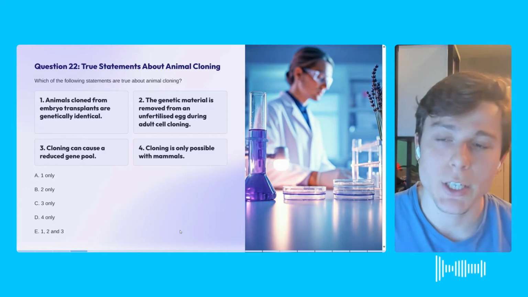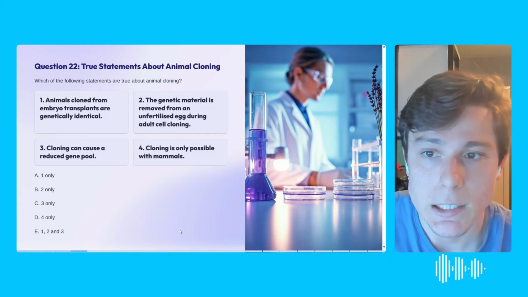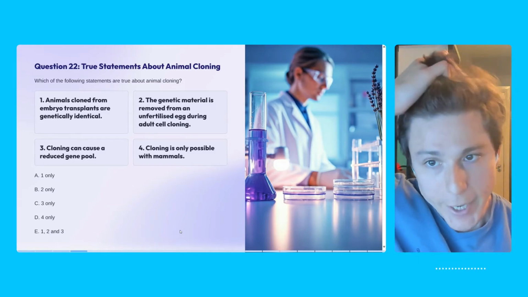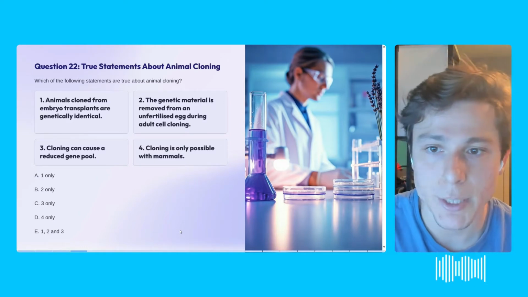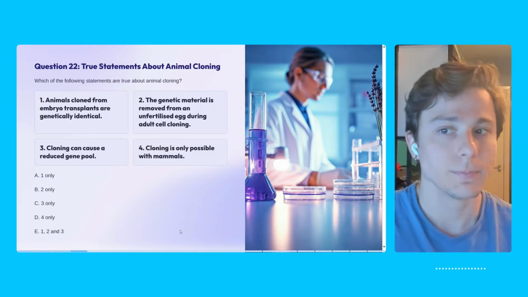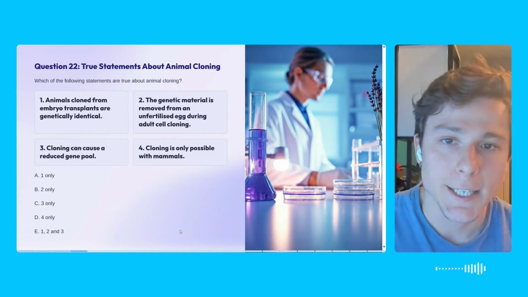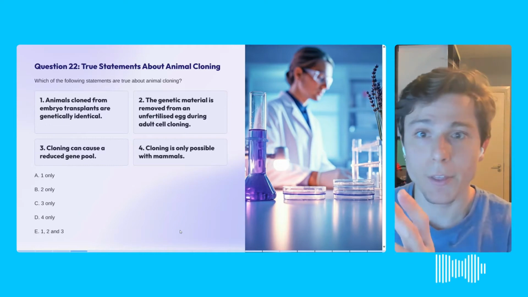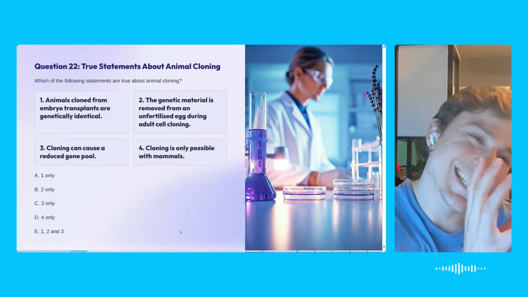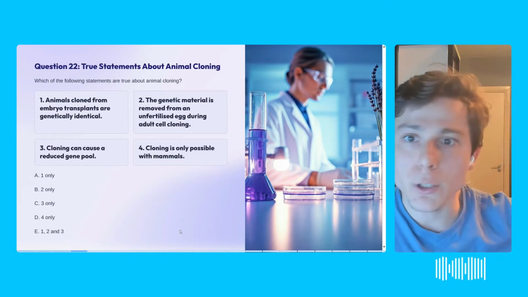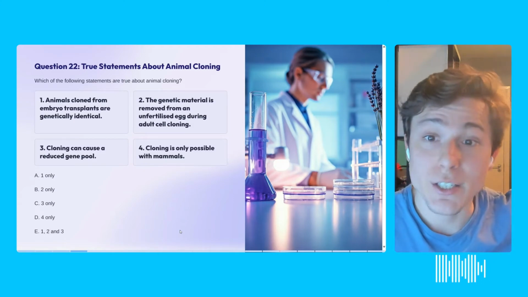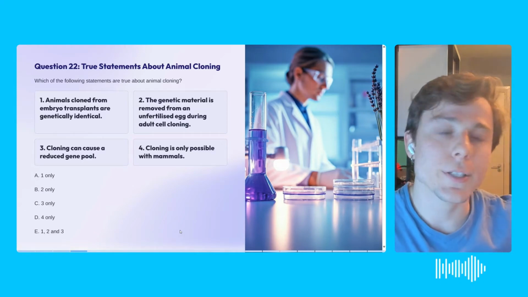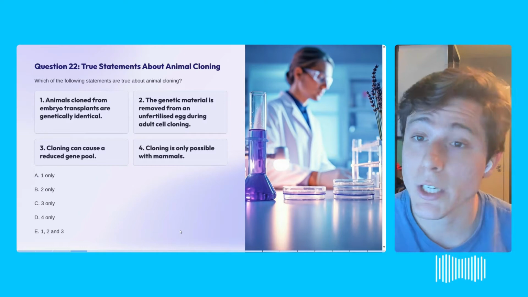So let's check these following statements and try to identify the ones that are correct from the ones that are incorrect. The first one: animals cloned from embryo transplants are genetically identical. Yeah, that's basically what it is. Even when you think about the word clone, it's basically when you have one thing and then you duplicate it into something that is exactly the same. We have a lot of films, series and fiction talking about it, because it's very interesting, very exciting to think about this. So, statement number 1 is correct.